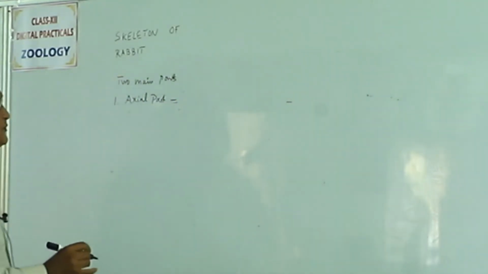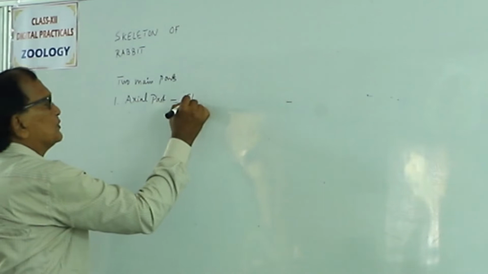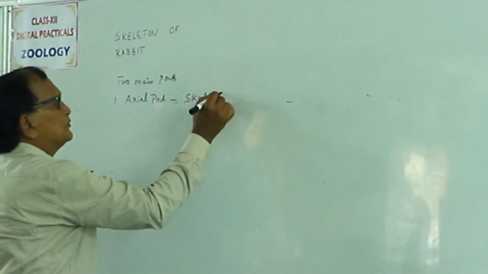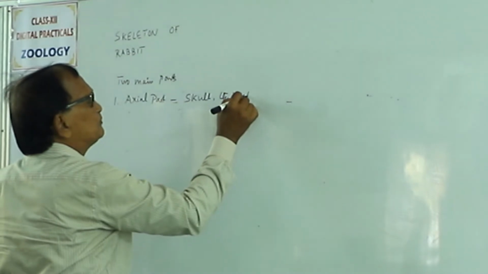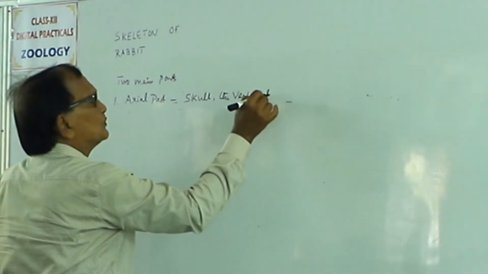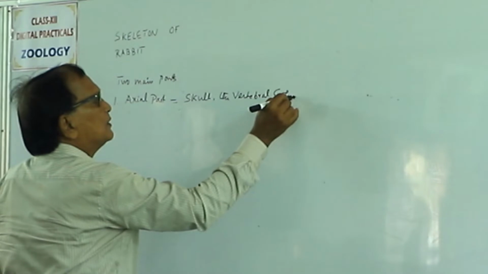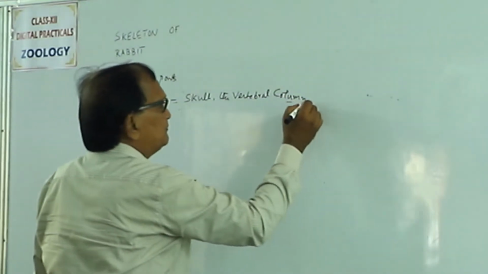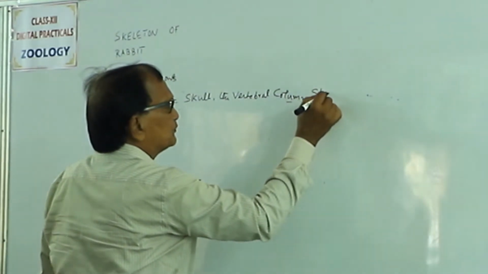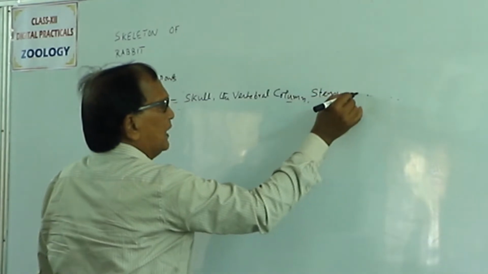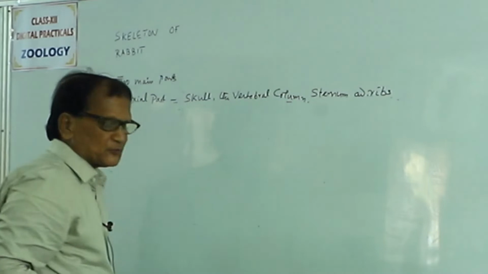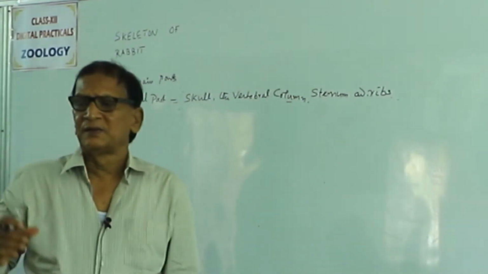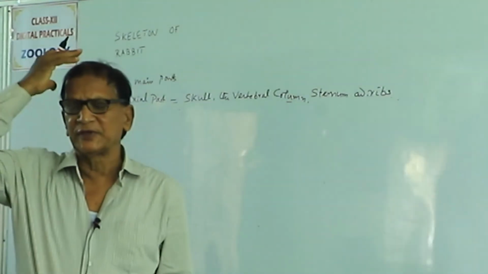comprising the skull, the vertebral column, sternum and ribs. The brain is safely protected by the skull.